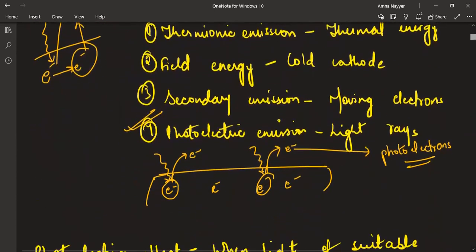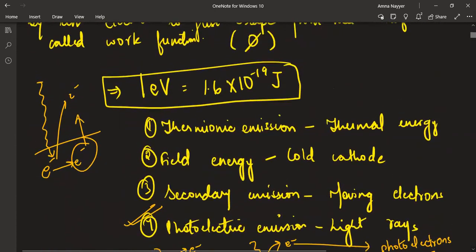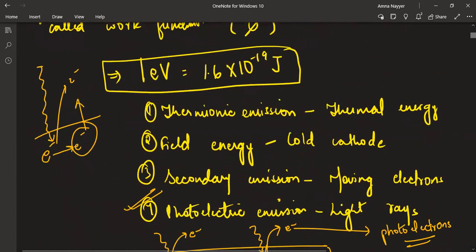But class, remembering all the 4 methods is not very important. I'm again telling this, because nobody is going to ask you each method in detail. But let us just discuss. When a metal is heated, its free electrons get sufficient thermal energy and they can overcome the surface barrier. When the electron is emitted because of thermal energy, it is called thermionic emission.